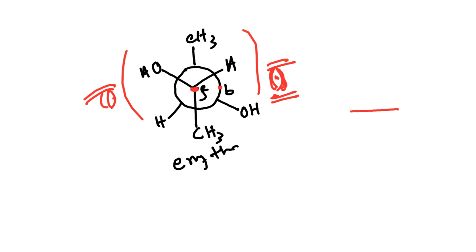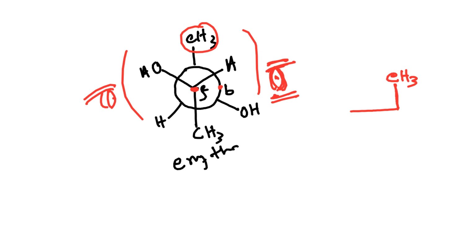Now you can see, if I look into the molecule from here, on my right hand side, I will have the CH3 group at this position, this CH3 group. So if I am looking from here, I will see that on my right hand carbon atom I have this CH3 group.